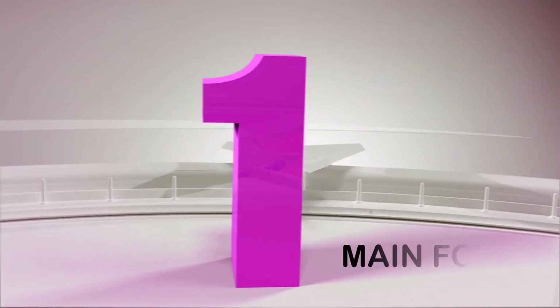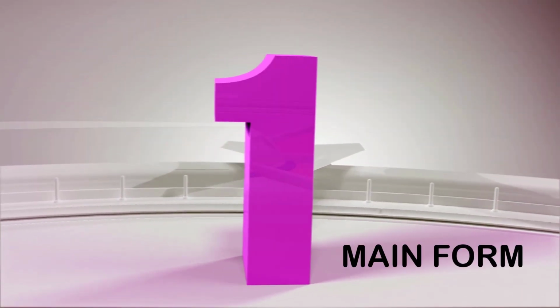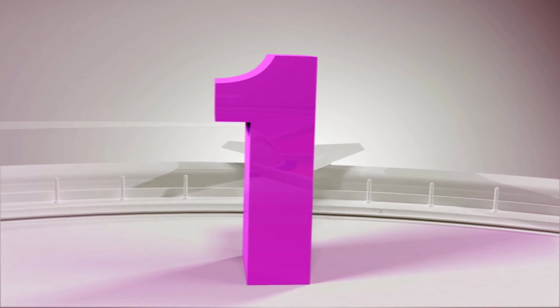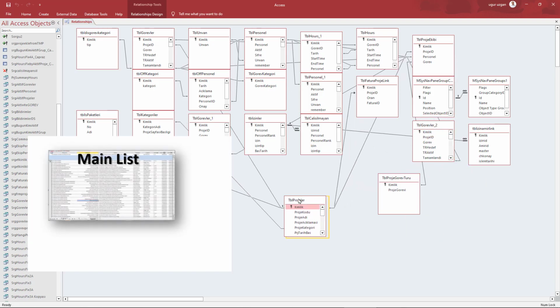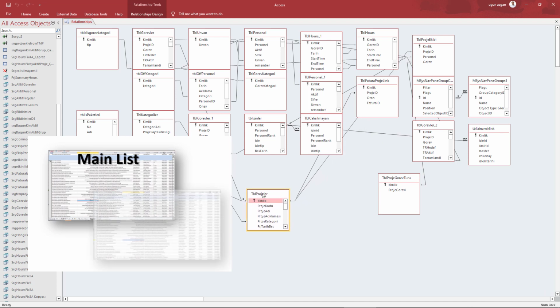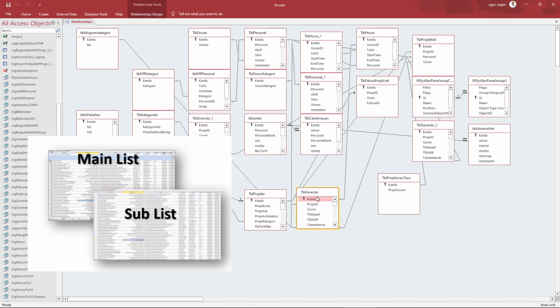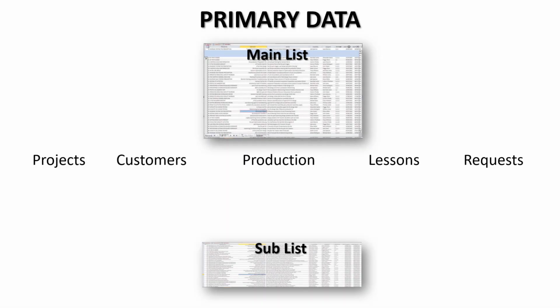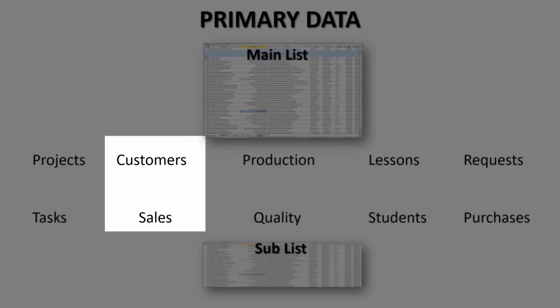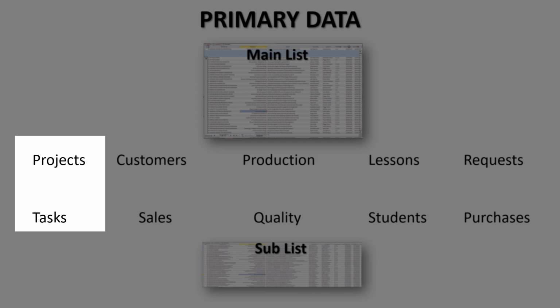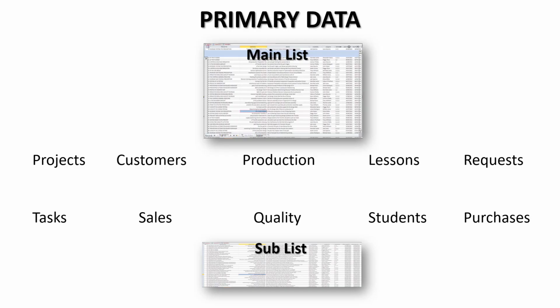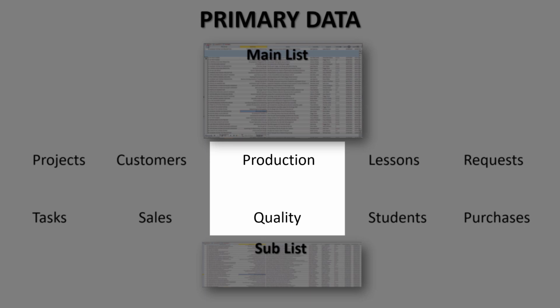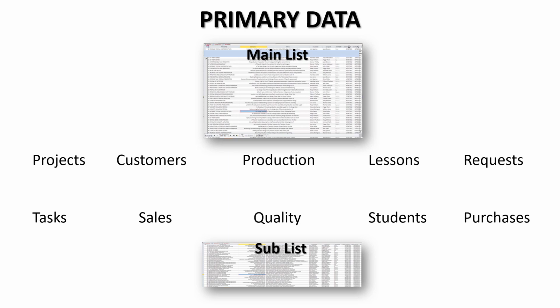Form number 1, the main form. Select your primary data group. This group contains the data that all users will first want to view, check, add or edit. For instance, if you are developing a CRM database, the main tables may be customers and sales. Projects and tasks are the main datasets in a project management database, for example. Similarly, production records or maybe quality checks for a production line database.